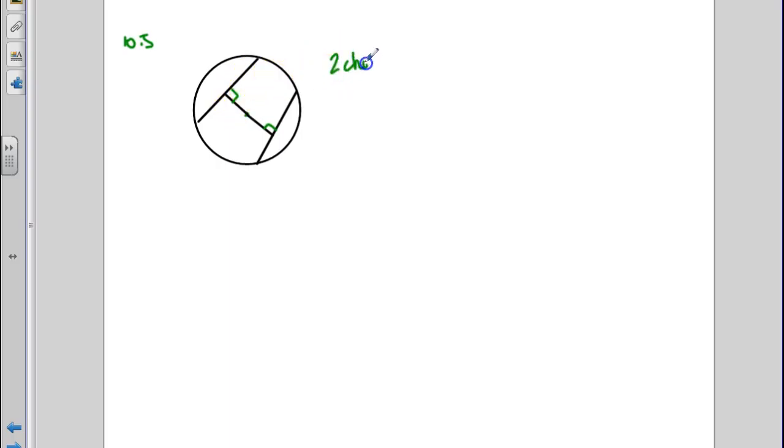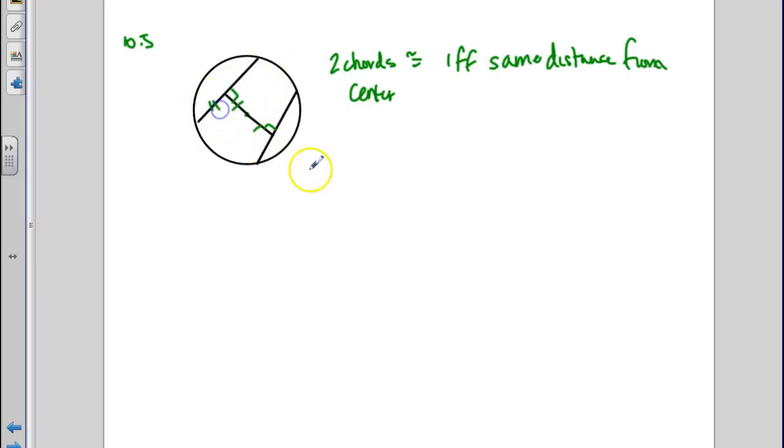Two chords are congruent if and only if they are the same distance from the center. So that means if they mark these guys perpendicular, and they mark them congruent to each other, we know that this chord is congruent to this chord. We know that this whole thing is congruent to this whole thing, right? And we also know that if these two chords are congruent, then they have to be the same distance from the center. All right.